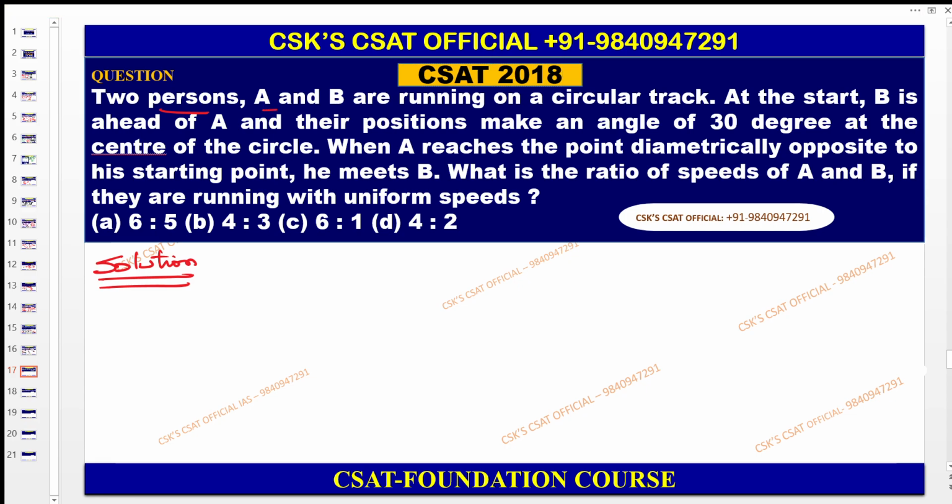Two persons, A and B, are running on a circular track. At the start, B is ahead of A. Their positions make an angle of 30 degrees at the center of the circle.